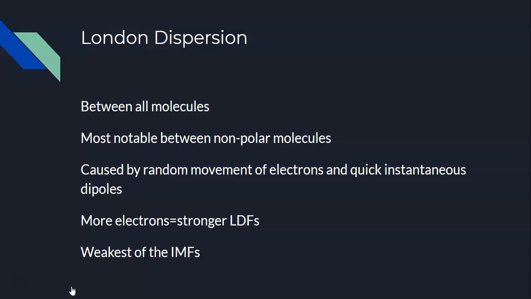Because that is happening, a positive side is going to be attracted to the negative side. The more electrons, the stronger the London dispersion forces are going to be. But it is still the weakest of all the intermolecular forces.